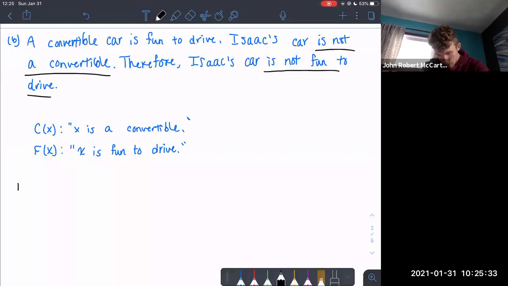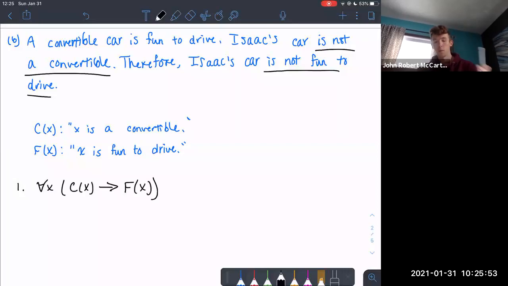So going through these sentences, a convertible car is fun to drive. So every car that is a convertible is fun to drive. C of X is a convertible. F of X is fun to drive. Again, you can reason through why we're using the implication here, like I did last time. This is a premise.